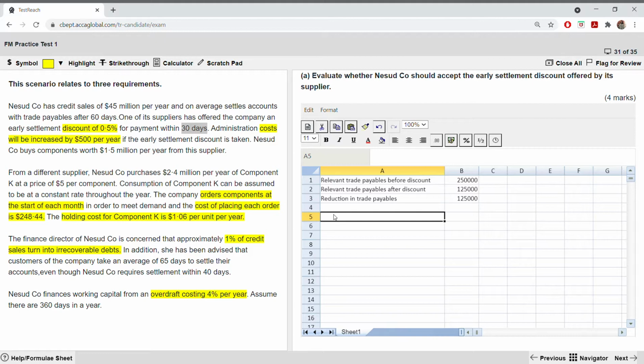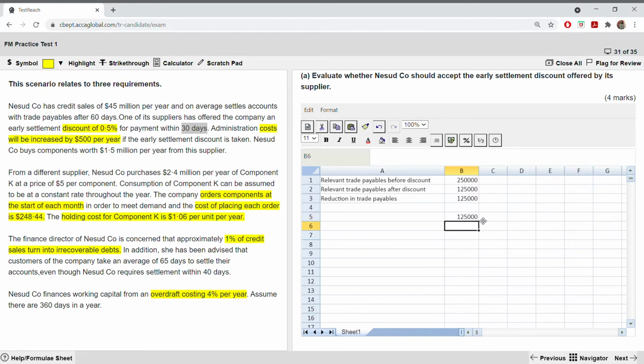Okay, it is simply equal to same 1.5 million, 5 zeros. Okay, multiply by, just remove the bracket from here. Here I'm going to put bracket. Now bracket, why? Because before it was 60 before discount. So 60 minus, now after discount it will be 30 days. So just take the difference between the days. 60 days minus 30 days. 60 minus 30, bracket, divide by 360.